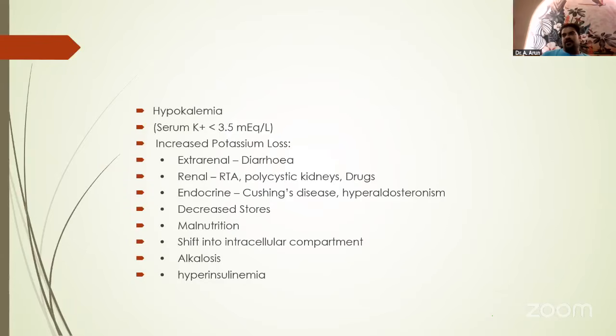Hypokalemia is effectively the levels of potassium are lower than 3.5. So generally, we see this in cases where there is an exaggerated loss of potassium. It could be in diarrhea. It could be in excessive diuretic use. Malnutrition is also one of the possibilities. And endocrine conditions like Cushing's and hyperaldosteronism.